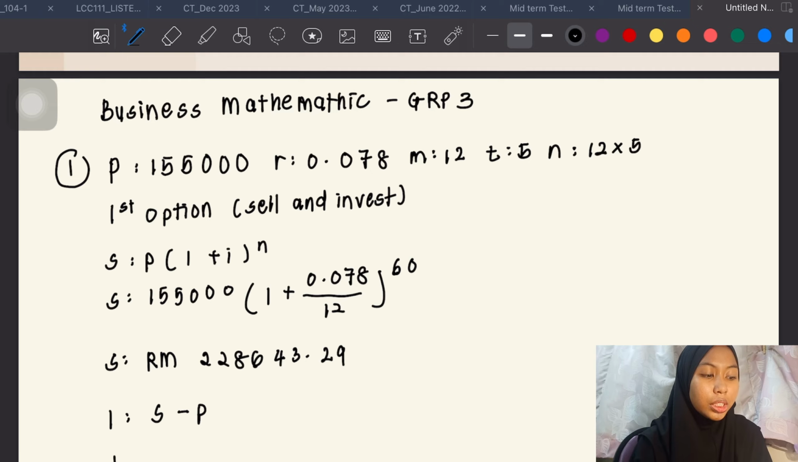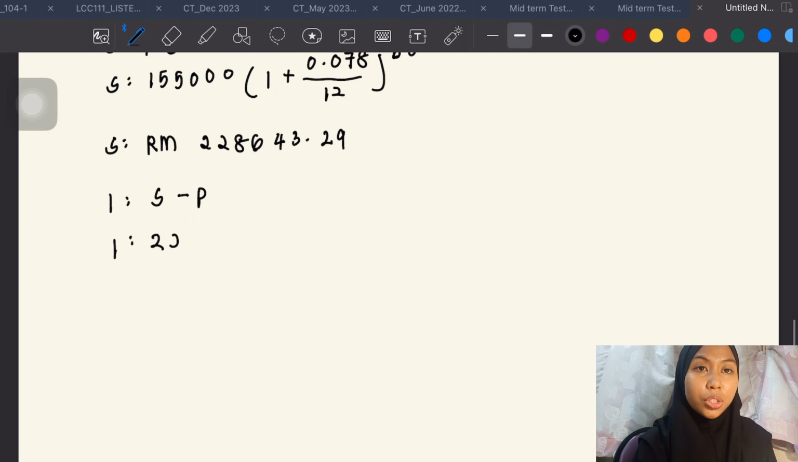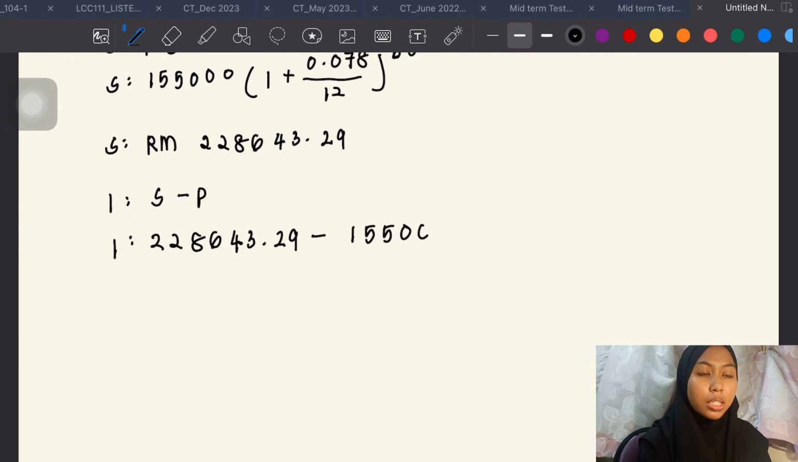Then we calculate the interest for option number 1. Interest equals S minus P, and the interest that Akasha gets for option number 1 is 73,643 ringgit and 29 cents.